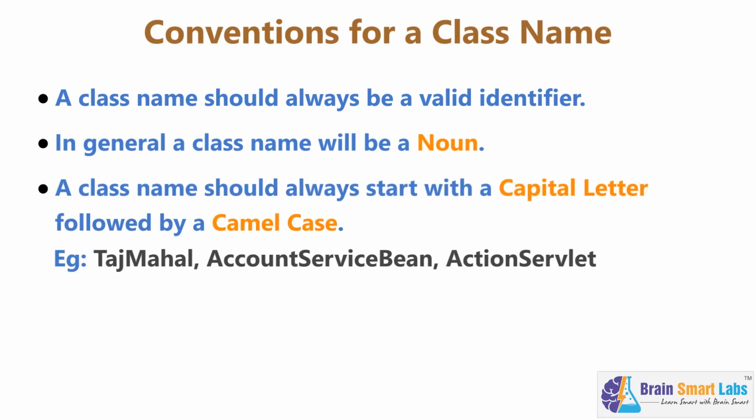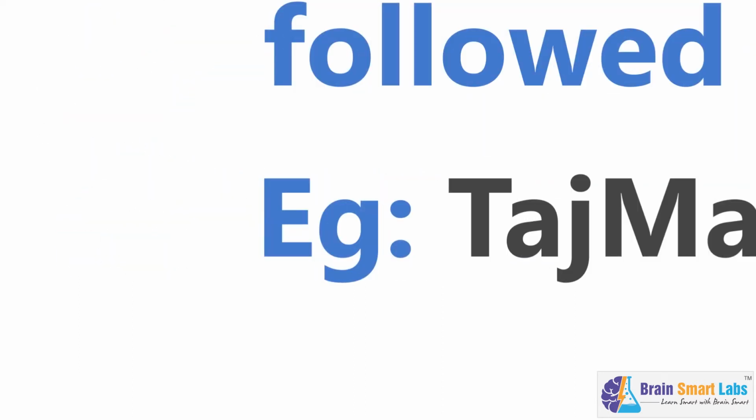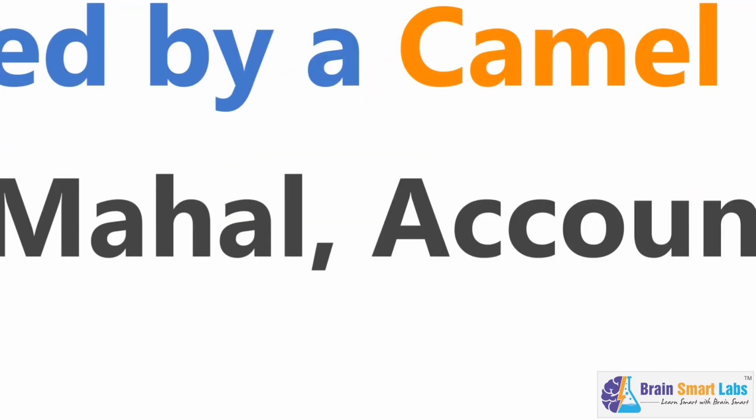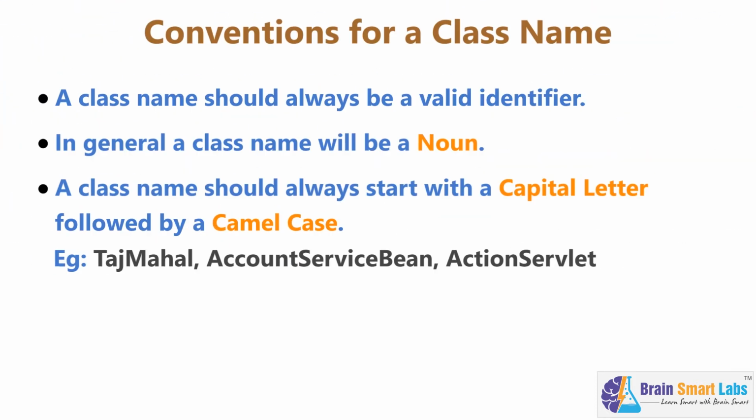Number 3. A class name in industry should always start with a capital letter followed by camel case if multiple words are present. For example, Taj Mahal is a two-word name, and to name a class TajMahal, you should use camel casing with T as a capital letter as seen over here. Likewise, you can name a class AccountServiceBean with camel case starting with a capital letter A. You can also name a class ActionServlet using camel case starting with a capital letter A.